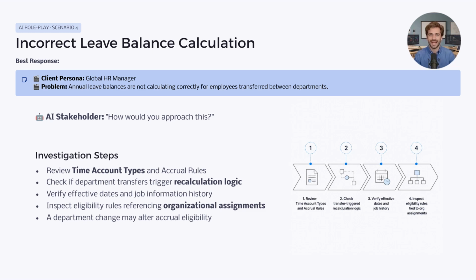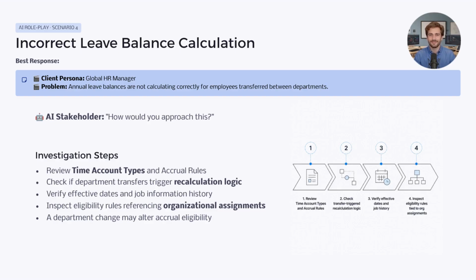Scenario 4, incorrect leave balance calculation. AI role-play scenario. Client persona, global HR manager. Problem, annual leave balances are not calculating correctly for employees transferred between departments. How would you approach this? Begin by reviewing time account types and accrual rules. Check whether department transfers trigger recalculation logic.